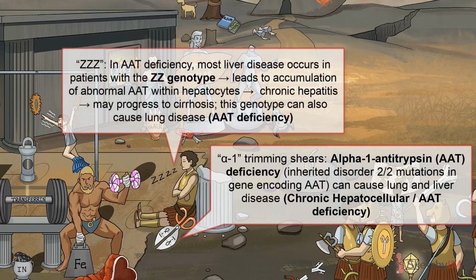Most patients with liver disease are homozygous for the Z mutation, meaning that they have the ZZ genotype. The alpha-1 antitrypsin variant produced by this mutation is prone to abnormal folding and aggregation within hepatocytes. This intracellular accumulation of abnormal alpha-1 antitrypsin is responsible for the liver disease, which typically presents with chronic hepatitis, or if the disease has progressed further, cirrhosis.